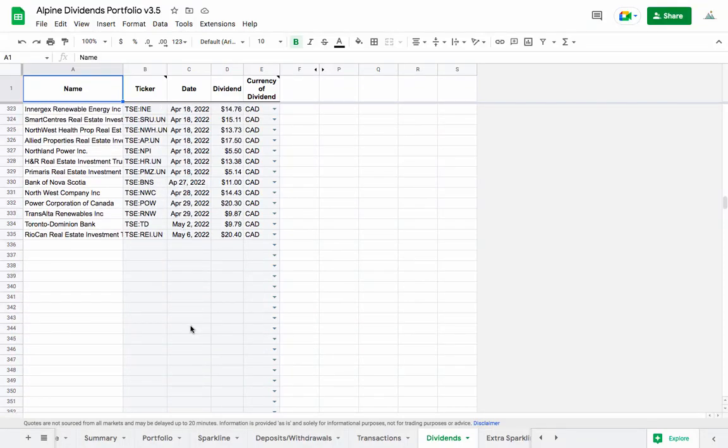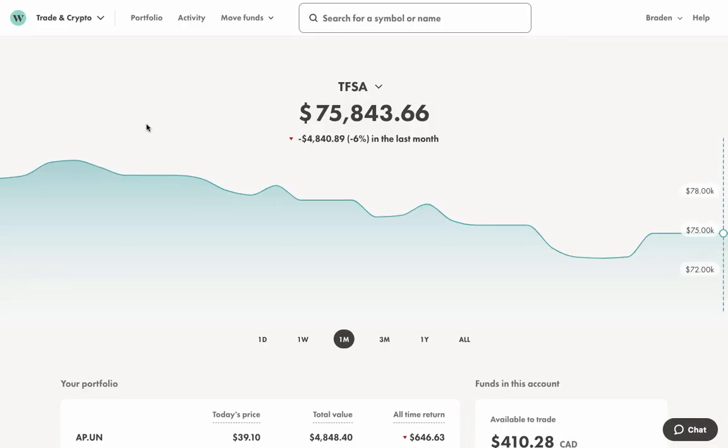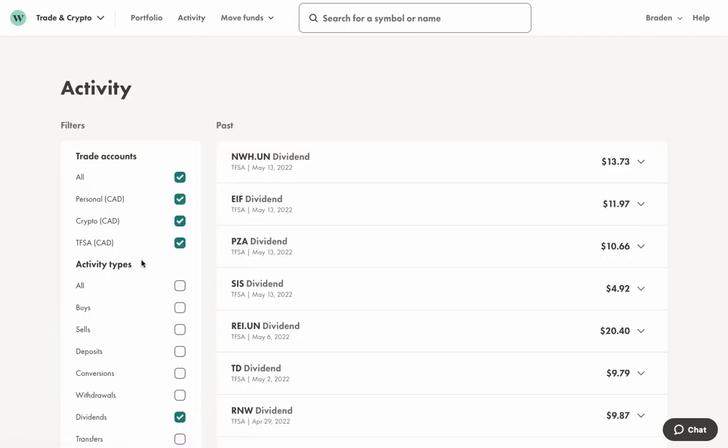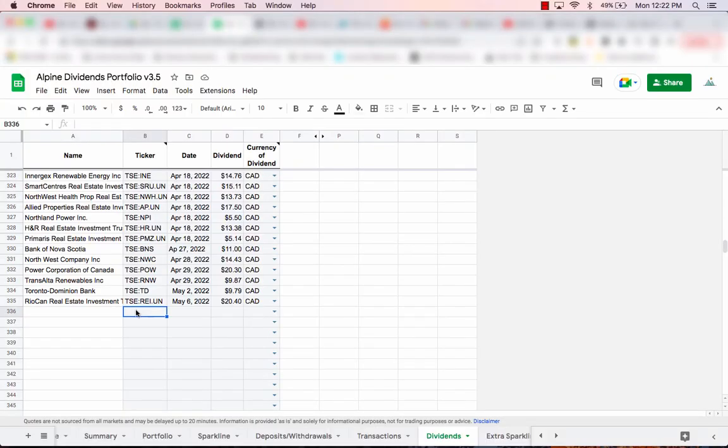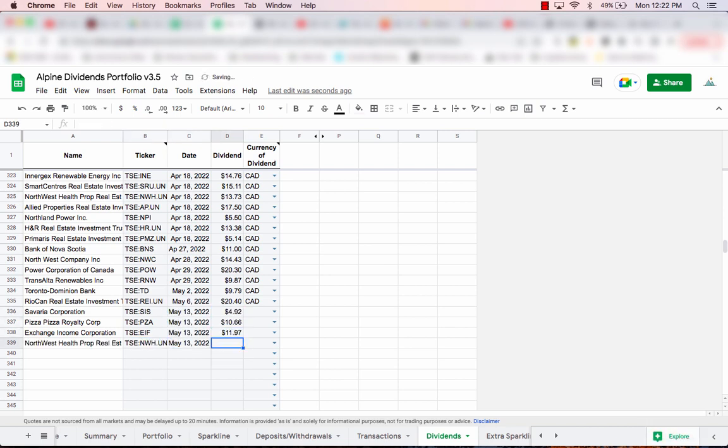So let's drop into my broker, Wealthsimple Trade, and I'm going to go into my activity tab here and filter for dividends. You can see the last one that I recorded in the spreadsheet was this one from Ryokan. So there's 1, 2, 3, 4 dividends that I need to drop in as well. Let's bring those back into the sheet. Typically what I do is I just look at my phone screen or I write them down on a piece of paper and just transfer them in here.